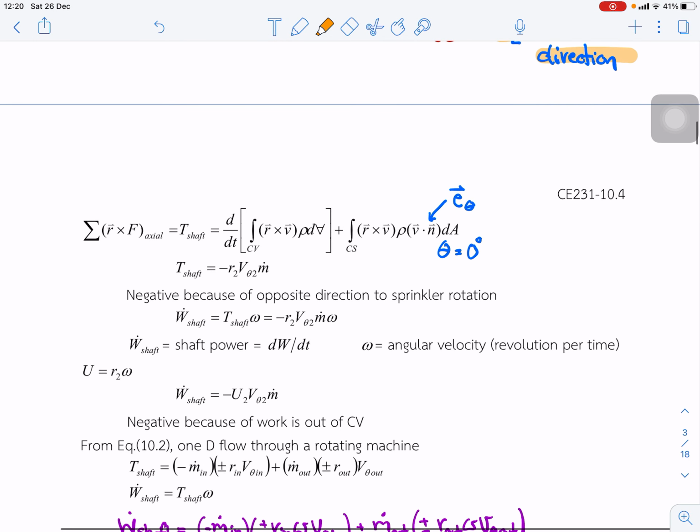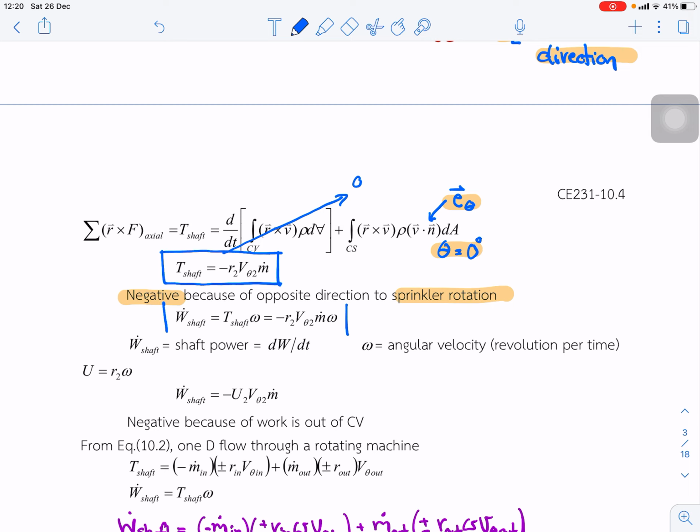From the transport theorem, we can cancel this term. This term is equal to 0 because nothing changes inside the control volume, and we convert from the unit vector r to the transverse unit vector, because theta is 0. So we get this equation: the shaft torque, the angular momentum for the sprinkler, is equal to this term, with a negative sign because of the opposite direction to the sprinkler rotation.